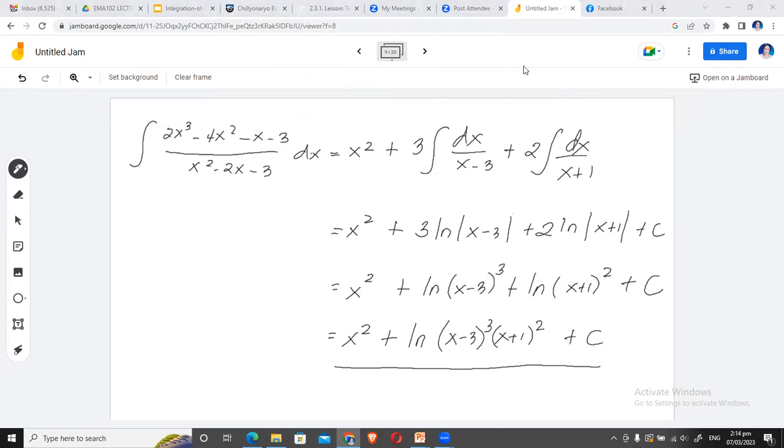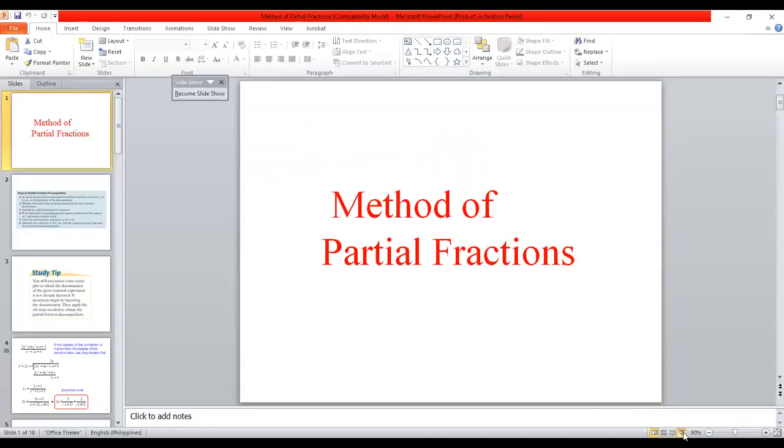Where is our slide? Okay. Okay. So that's our slide.